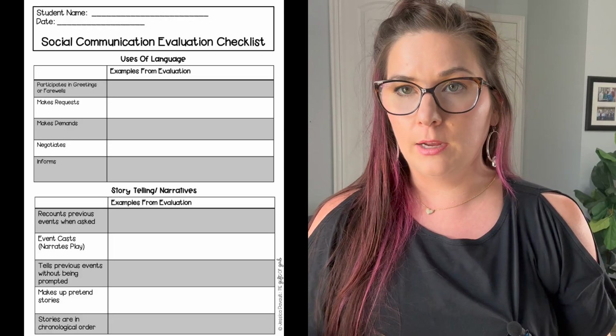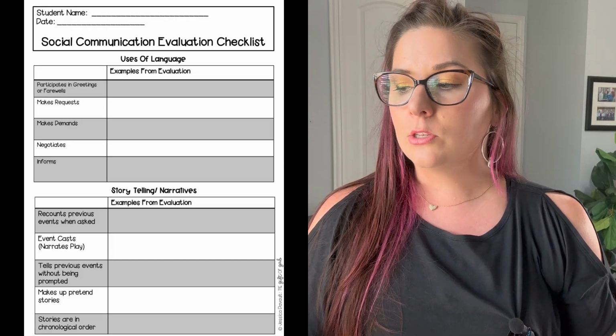It is about 5 pages. I have spent years perfecting this, and I am looking for each of the areas of pragmatic language that ASHA has outlined. So if you didn't know, ASHA considers pragmatic language to have these 5 subcomponents.